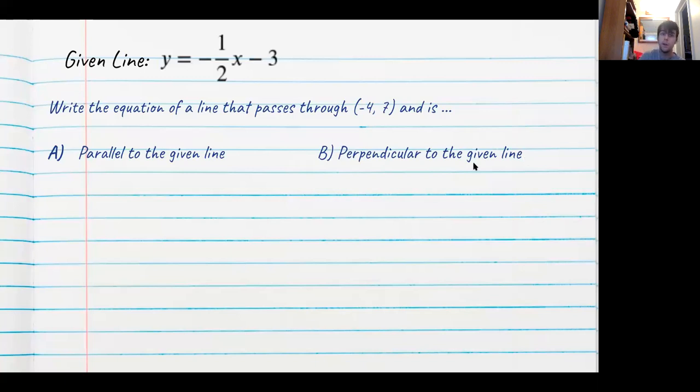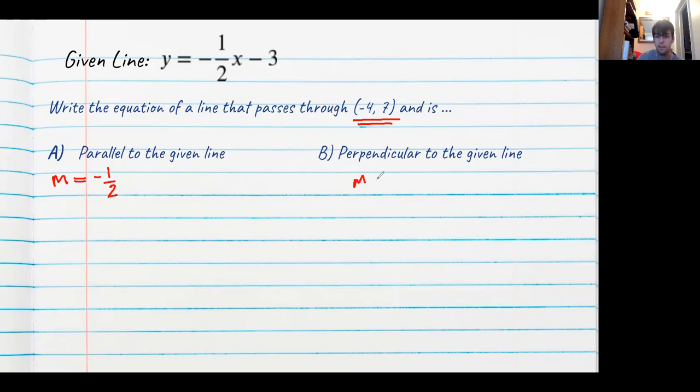Given this line, we are going to do 2 things. We're going to write the equation of the line that's parallel to this and perpendicular to this. And both of those lines are going to pass through a particular point. They're going to pass through -4, 7. So first one, parallel. That means that our slope is going to be the same as this line, -1/2.